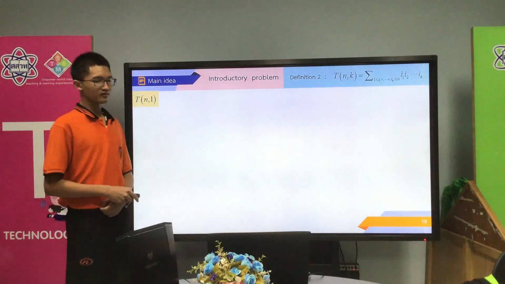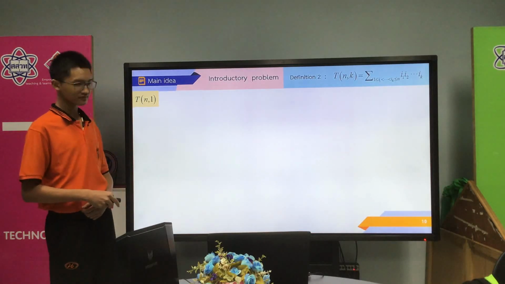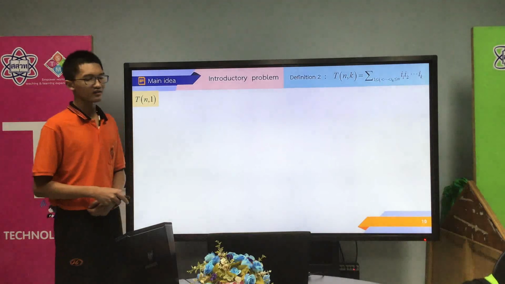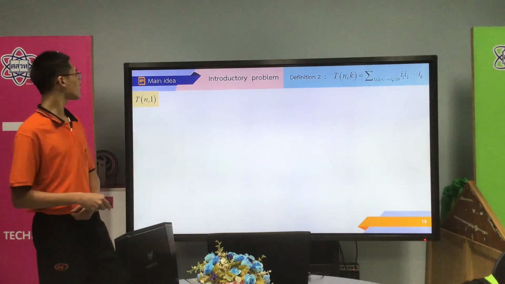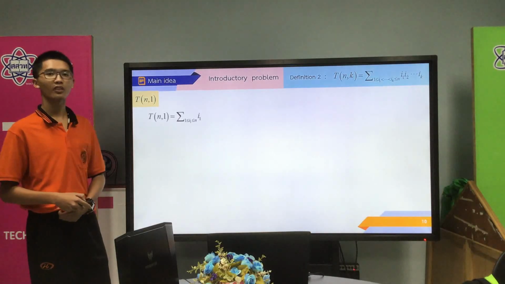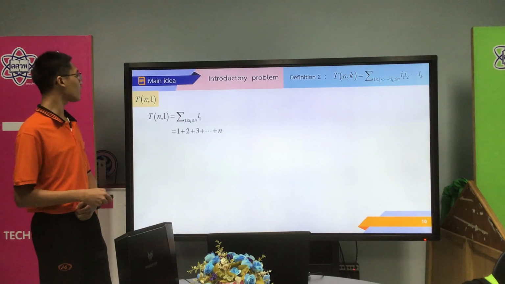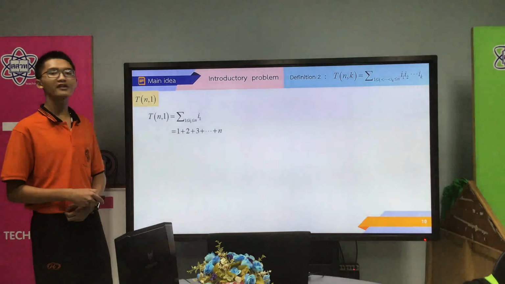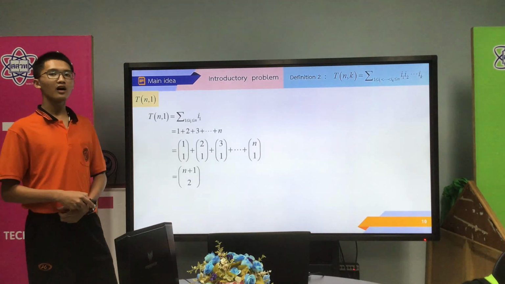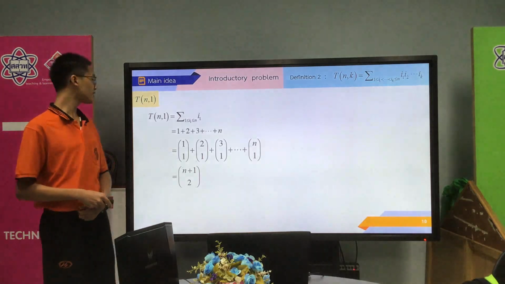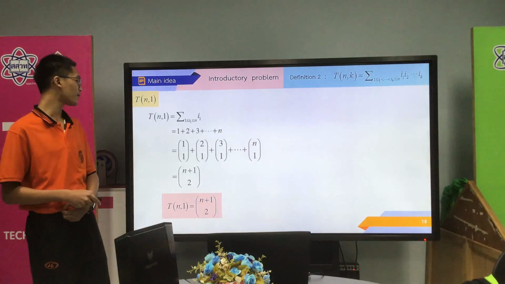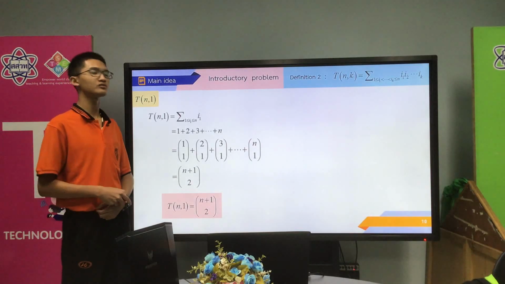Let's have a look at the process. First, I will find a simple form of Tn1. We know from the definition that this equation is equal to 1 plus 2 plus 3 plus dot dot dot plus n. By applying the quantitative identity, we get this. So Tn1 is equal to n plus 1 choose 2.